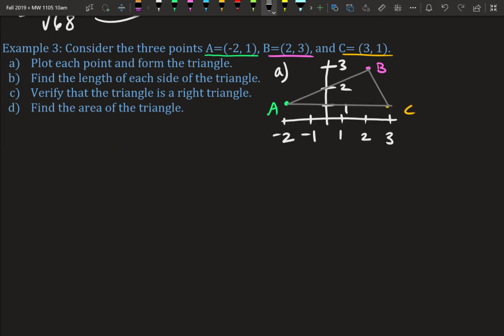Alright, there we go. We connected those dots. Now we have our triangle. Cool, that was part A. Just wanted us to do that. And you will have to do that on MyMathLab, except it's multiple choice.